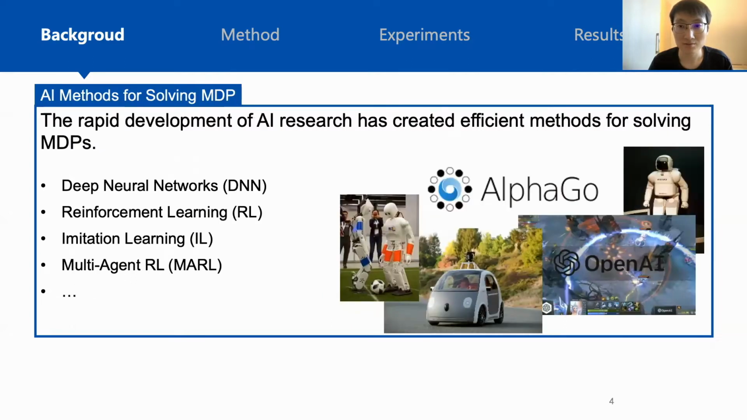To solve MDP problems, there have emerged many efficient techniques in the AI research community. Like the well-known AlphaGo adopted reinforcement learning to train a model that can beat the top Go players. And in recent years, there are many self-driving cars that apply AI techniques like deep neural networks, reinforcement learning, and imitation learning to train a model with high performance to help the driver make decisions.